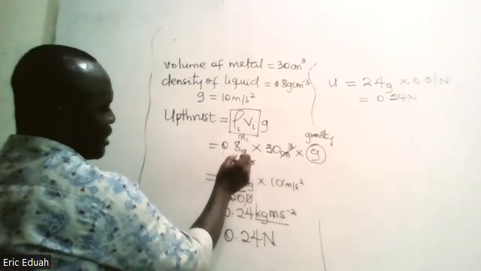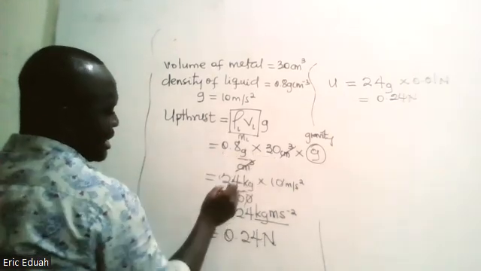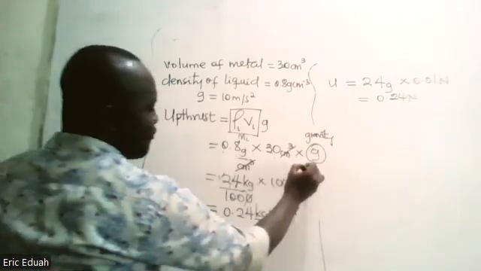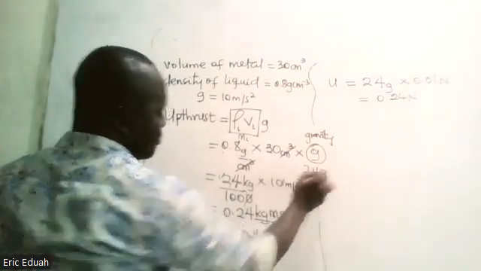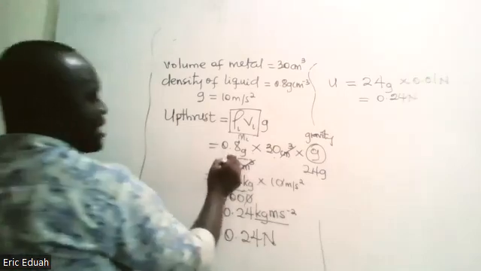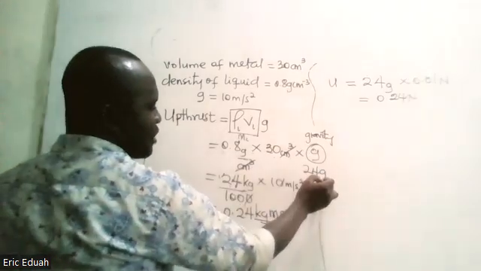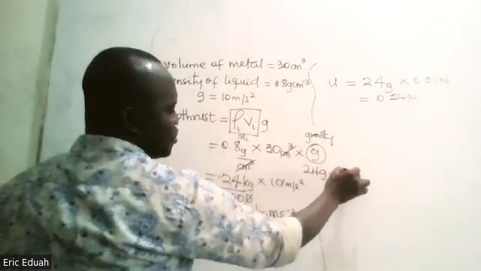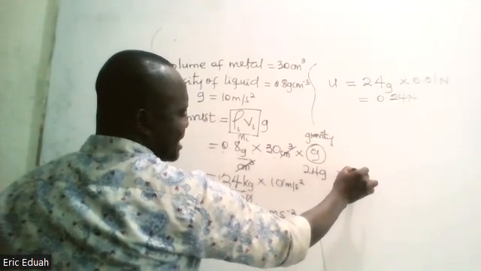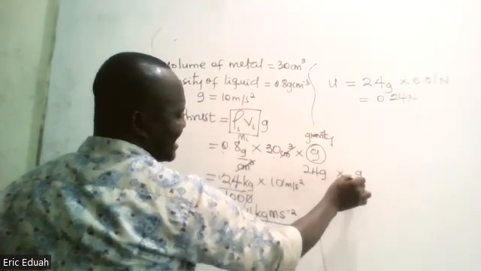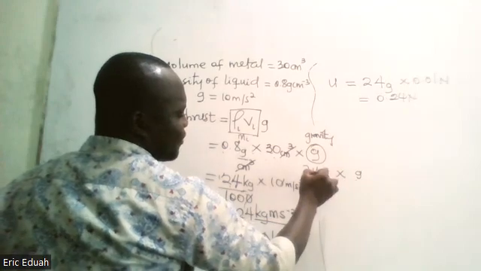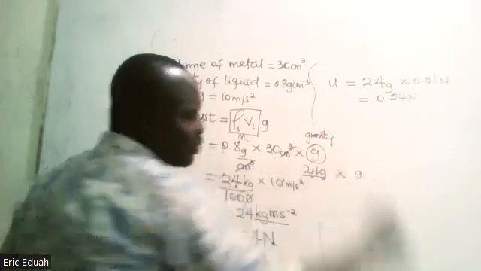0.8 gram times 30, and that gave us 24 grams. So we have the mass of liquid displaced to be 24 grams times acceleration due to gravity. But what I'm saying is that we can multiply this by 10 once we've converted this mass into kilogram.